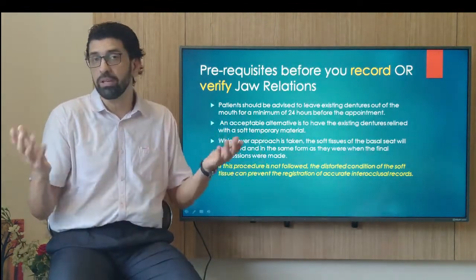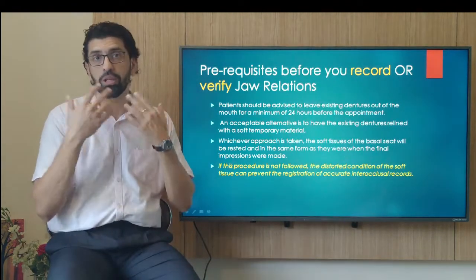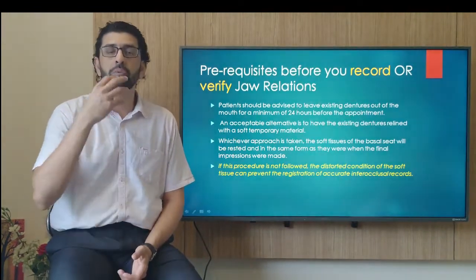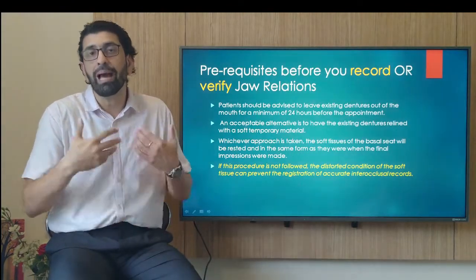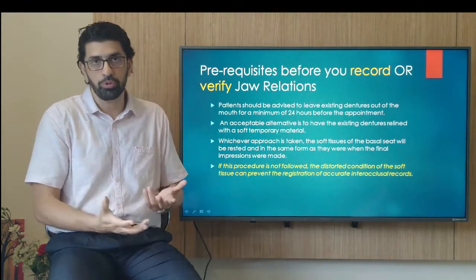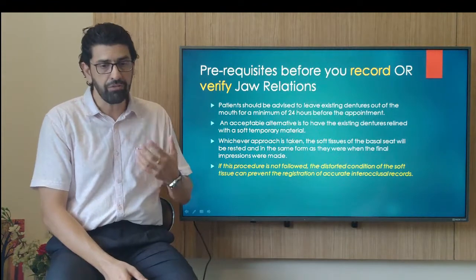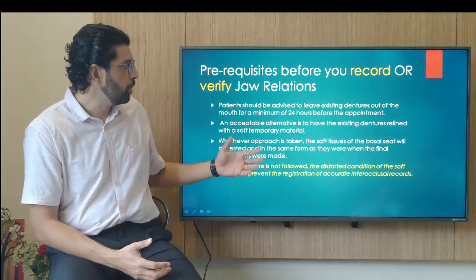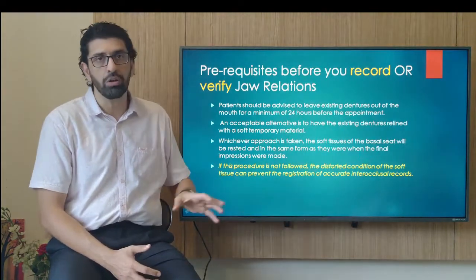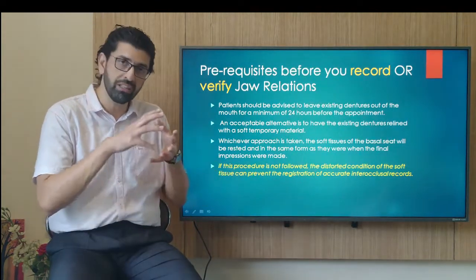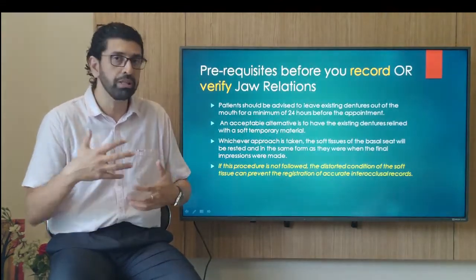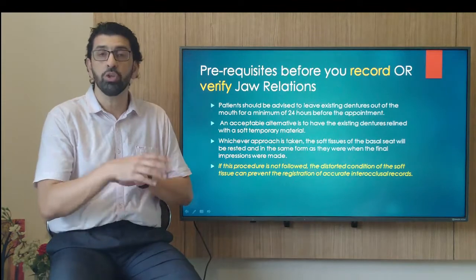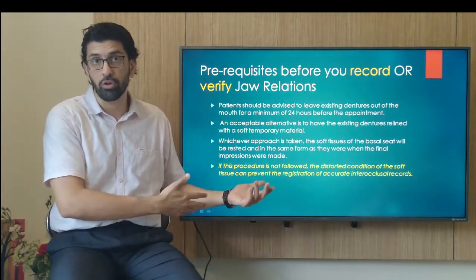An acceptable alternative, so some patients may not really accept the fact that they have to keep their dentures outside. So an acceptable alternative to that is probably to reline the dentures with a soft reline material, which will enable the tissues to heal back and come back to its normal position rather than being in a stressed out position. Okay, and that will help us. Whichever approach is taken, give time for the soft tissue of the basal seat to recover. Give it adequate time, and so when you're making impressions and when making jaw relations, it is going to be really helpful. If this procedure is not followed, chances are that you will have the tissues in a distorted condition, which means that your base plate or the record base that you're making the trial denture on is going to be distorted as well, and that's going to cause all sorts of problems during the try-in appointment and even during jaw relation if you didn't follow this at the impression stage.